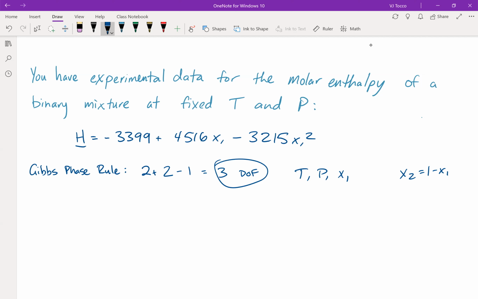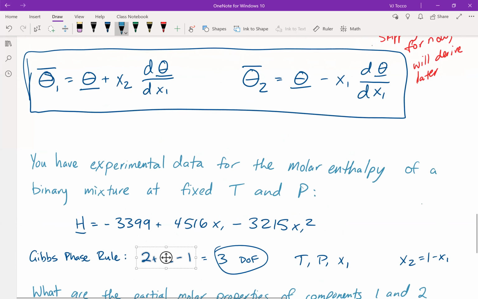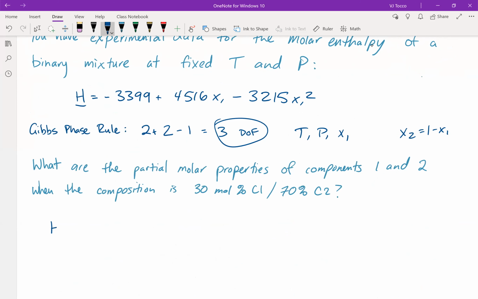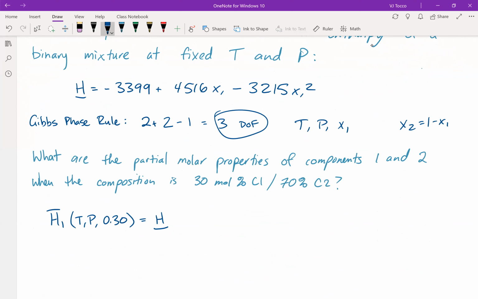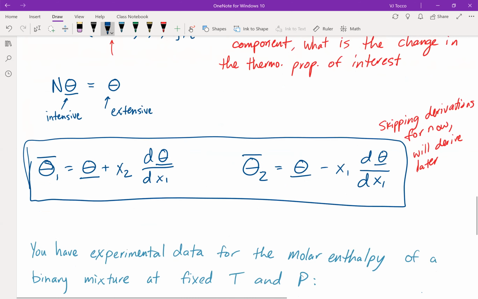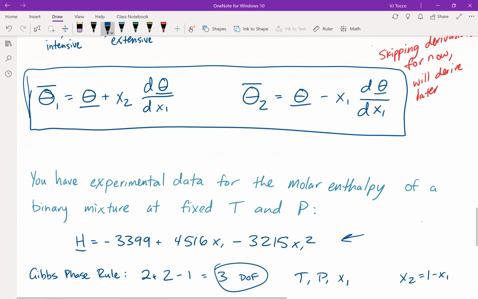All right, so how do we figure out what the partial molar properties are? I'll write out the question. What are the partial molar properties of the two components when the composition is 30 mole% of the first component and 70 mole% of the second component? So I'm going to apply my definition of the partial molar properties here. First, the partial molar enthalpy of species 1 at whatever temperature and pressure I have, at T, P, and 0.30, is equal to the molar property, H, given by this expression here. So I just have to plug in 0.3 for x1 in my expression for H, plus x2, so 1 minus 0.30, times the derivative dH dx1.